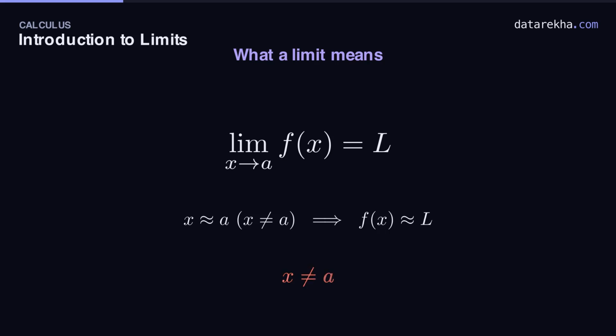And here is the idea that trips everyone up at first. A limit describes what happens near A, never what happens at A itself. Notice the words in the corner. x not equal to A. The single point A is deliberately ignored.